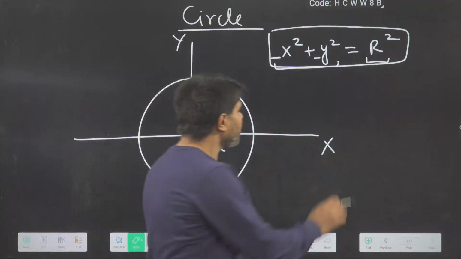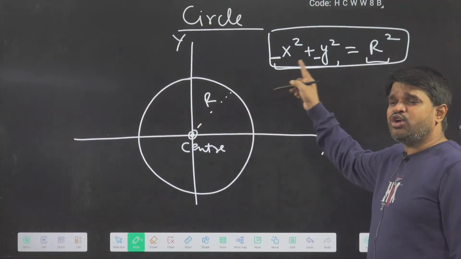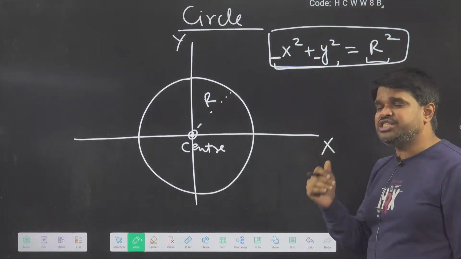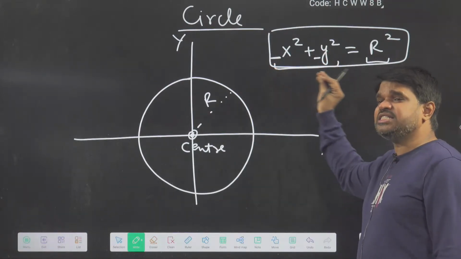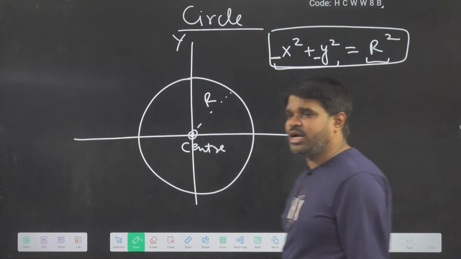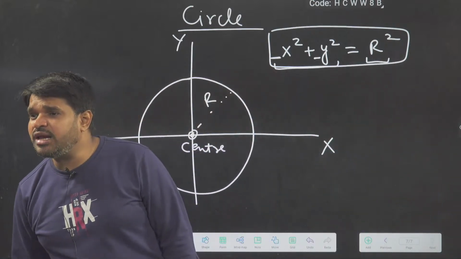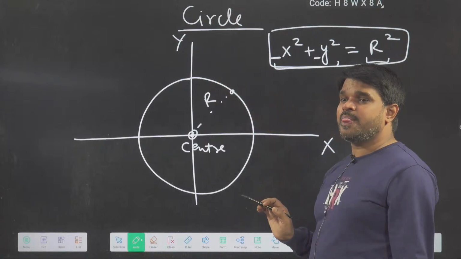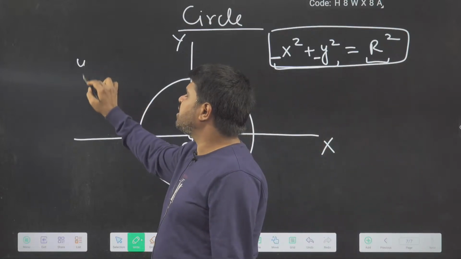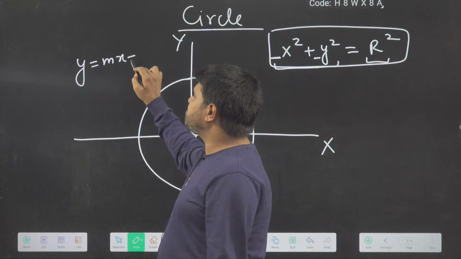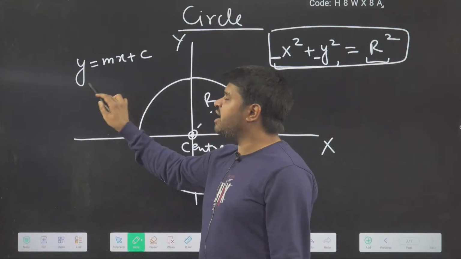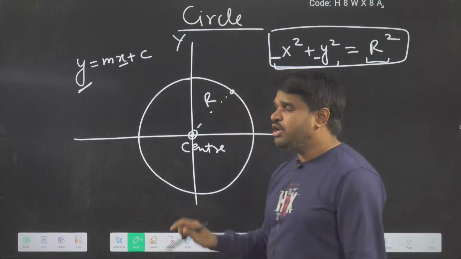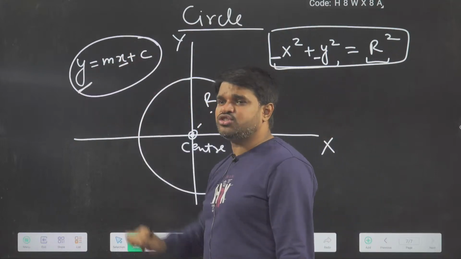If the coefficients of x square and y square are not 1 but the same, you can take them common and send it to the other side. What are x and y? They are variables. How do you write the equation of a line? y equals mx plus c. Whenever you write any equation, you write it in the form of two variables. So this is the equation of a straight line.